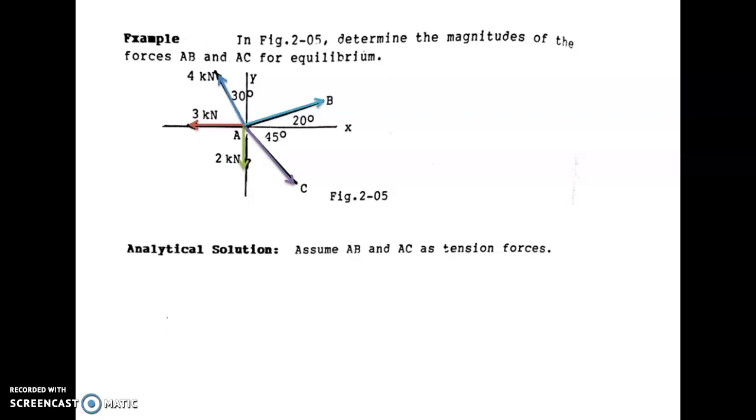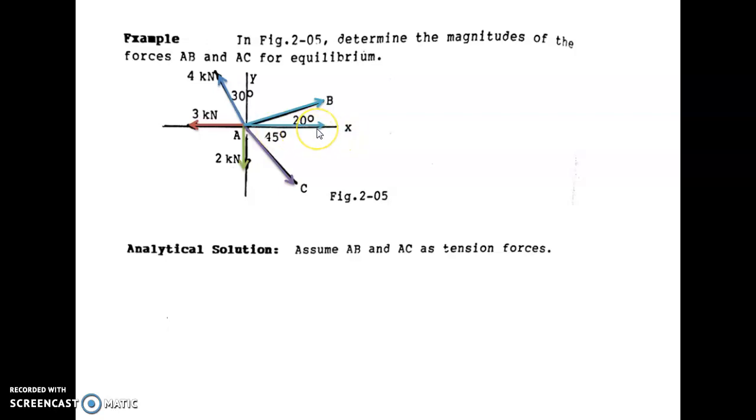Okay. Sa pangalawang problem natin, determine the magnitude of the forces AB and AC for equilibrium. Dito sa solution natin, ang gagawin natin is i-assume natin na tension forces siya. Okay, kasi kung sakaling mali yung assumption natin, then nag-negative halimbawa, then babalik na rin na lang natin yung assumption. Okay, so ganun ulit. Apply the summation of forces along X and apply the summation of forces along Y. So, doon muna tayo sa summation of forces along X.